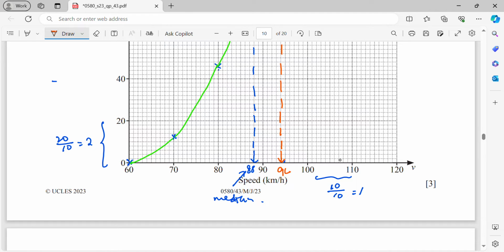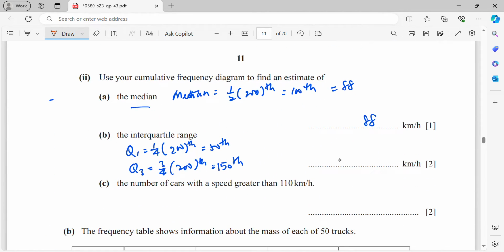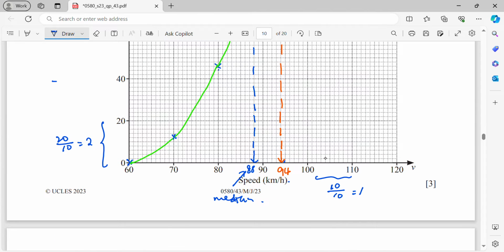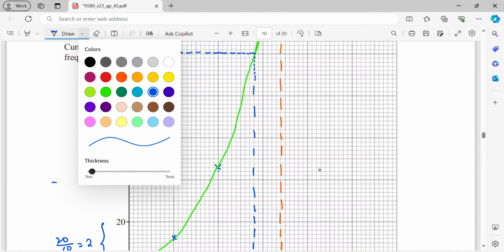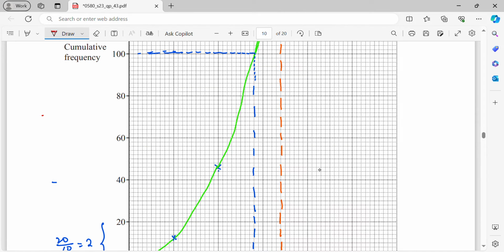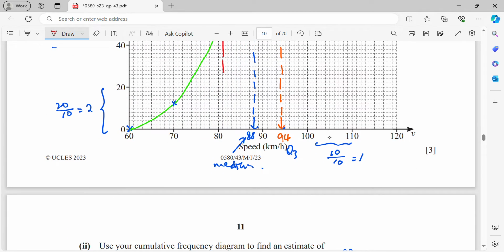So I'm getting about 94. Okay, this is my Q3. So I will write here Q3 94. This is Q3. My Q1 is 50. So when this is 50, this is here, 50, that is at roughly 81. So this is my Q1.